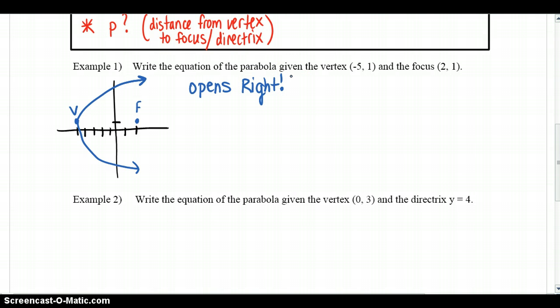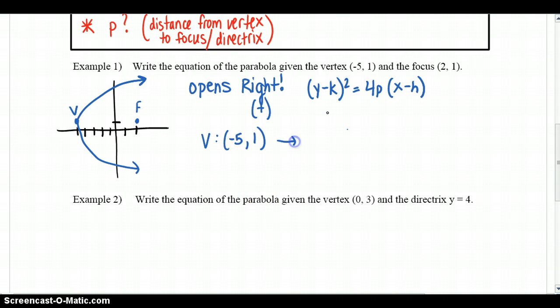Since it opens to the right, that's the x direction, which means x is the variable that should not be squared. And right is also the positive direction, so 4p is positive. So the equation I should be using is y minus k squared equals positive 4p times x minus h. The next thing we talked about needing to know is that vertex. Luckily they gave it to me, so the vertex is going to be -5, 1. I can plug that in right away. Remember with the vertex it's h, k, so make sure that k value goes with y, and the h, or the x coordinate, goes with x.